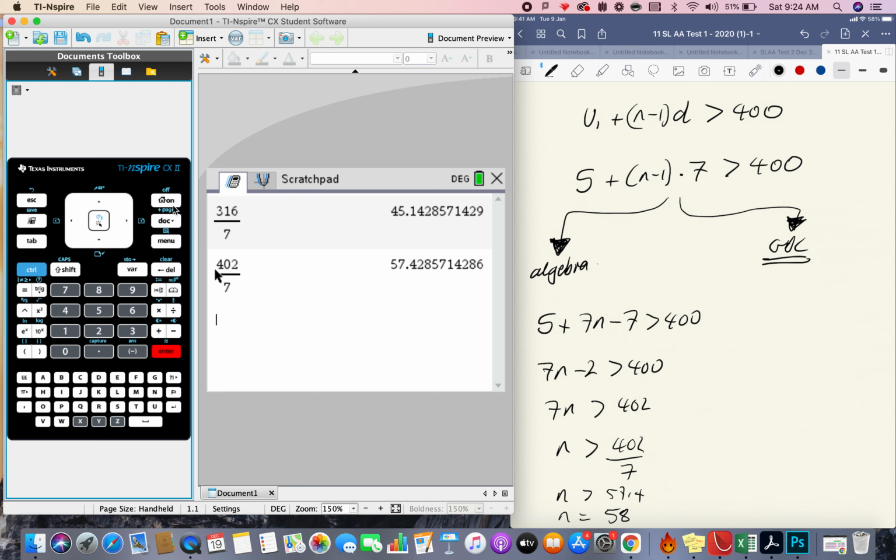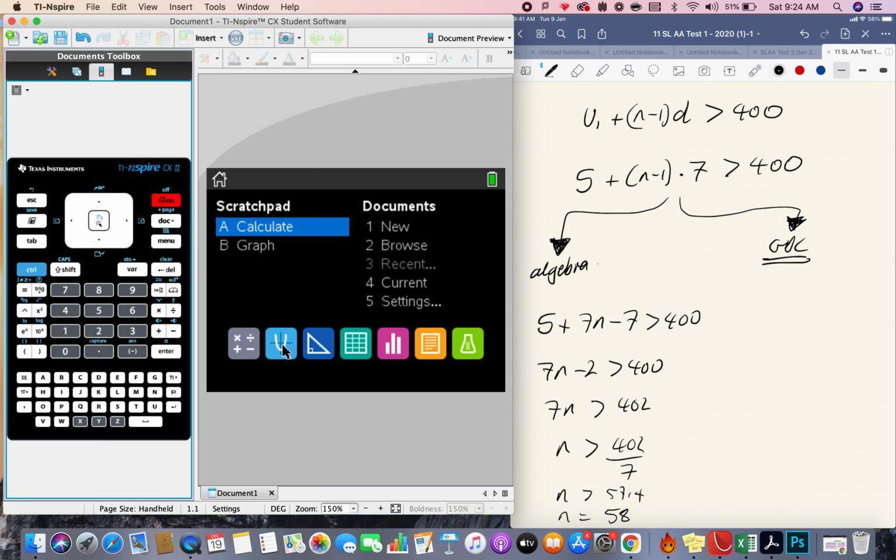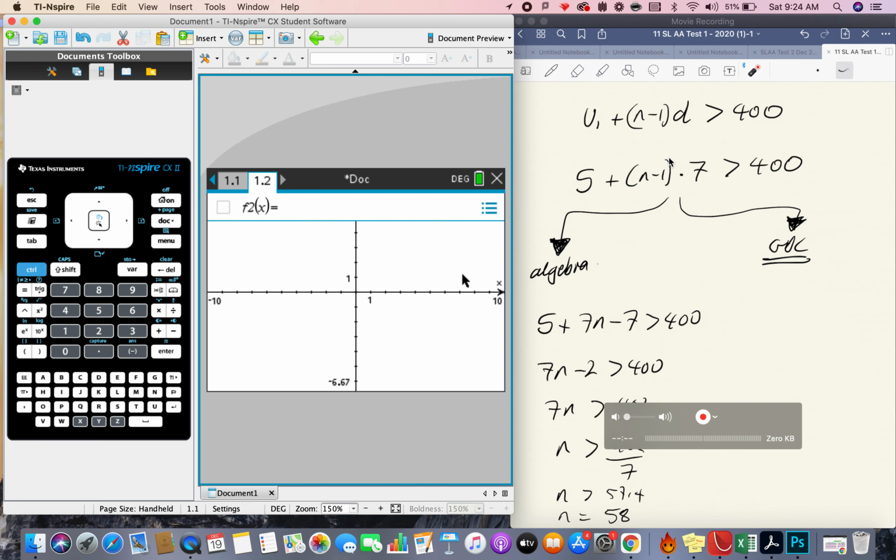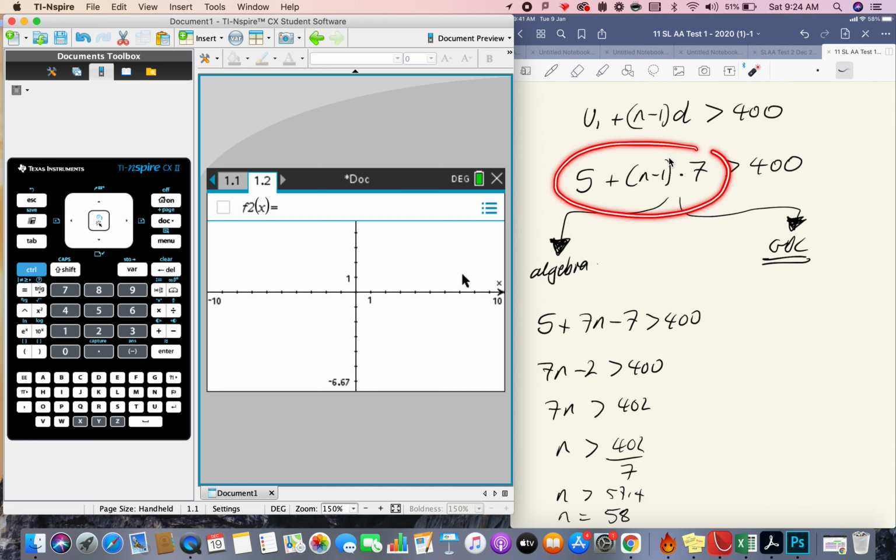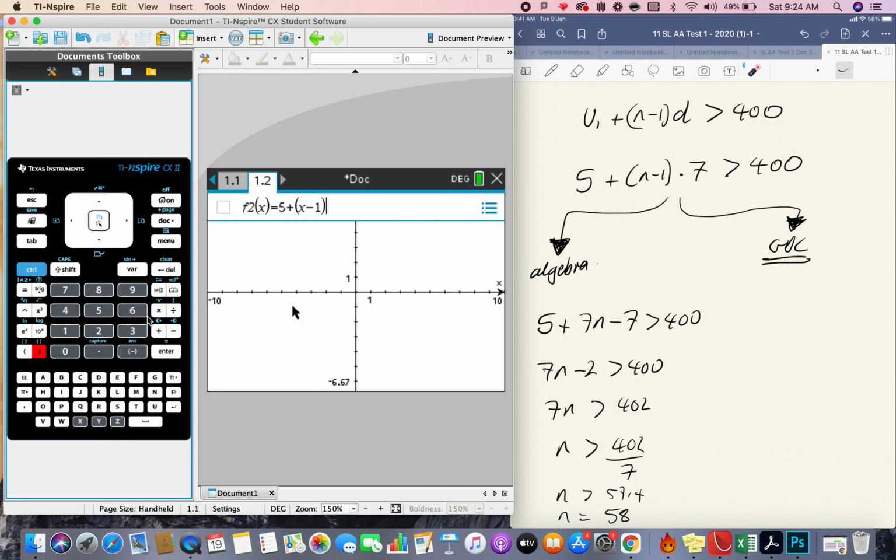Now I'm going to just go back here. I'm going to go to a graphing page. And in here I'm going to graph this left-hand side. I'm just going to graph all of this. I'm not even going to expand it. I'm just going to leave it like that. So 5 plus, in brackets, now this is going to be n changed into x when we put in a function, x minus 1, close bracket, and then times by 7, we enter it.